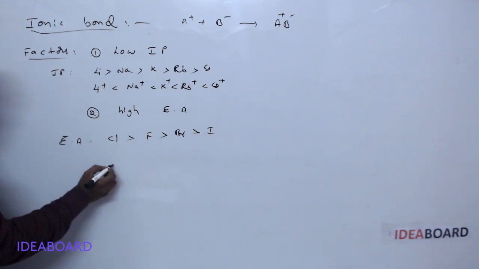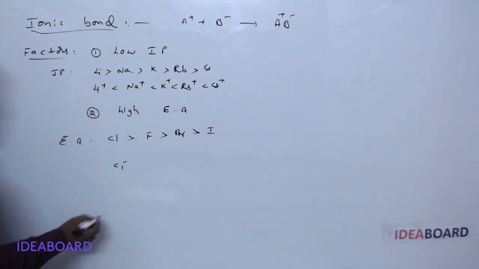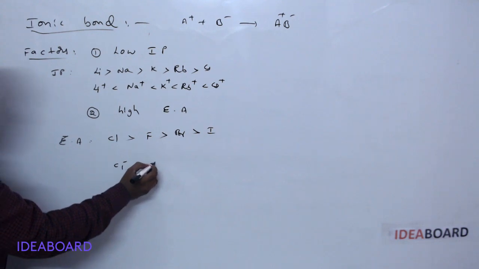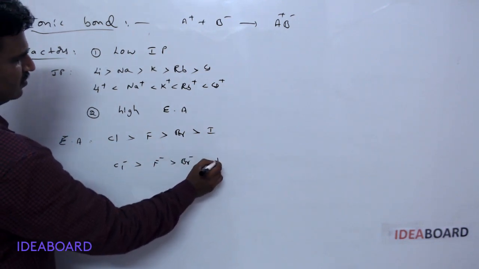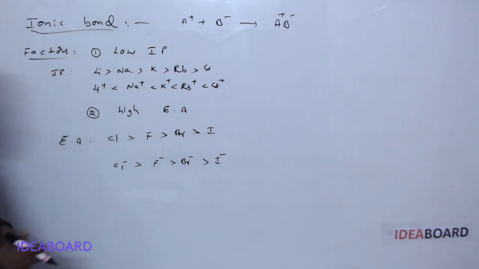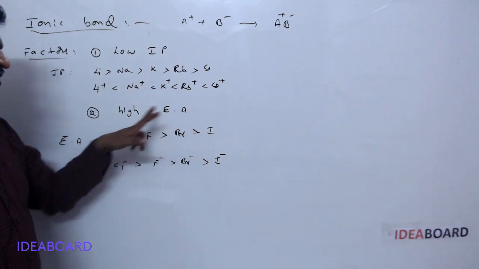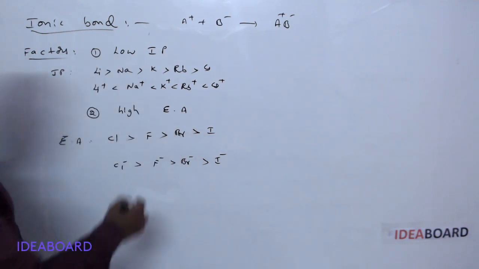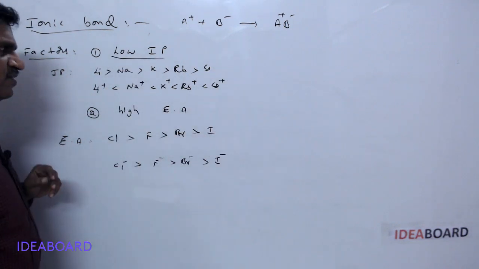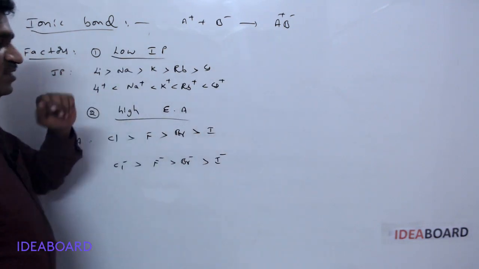So if the formation of anion is taken, Cl minus is formed easily, then F minus, which is formed more easily than Br minus, which is formed more easily than I minus. So whenever the electron affinity is more, it forms anion easily. Whenever ionization potential is less, it forms cation easily.